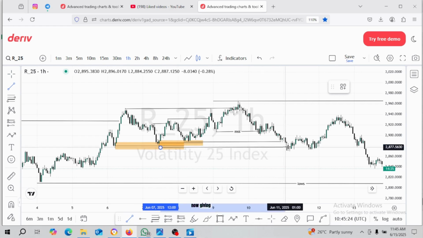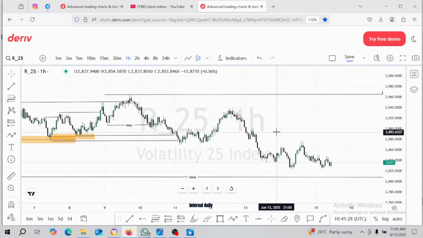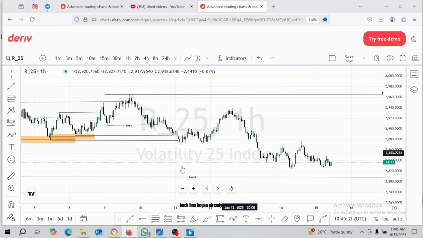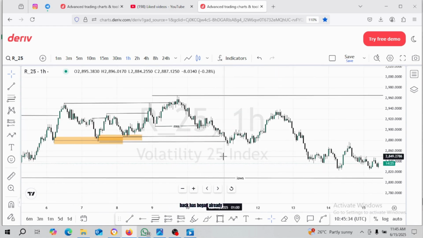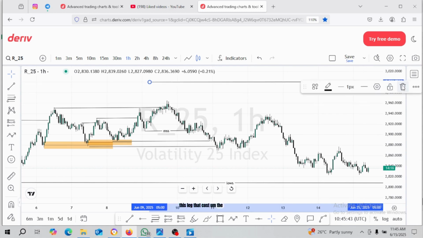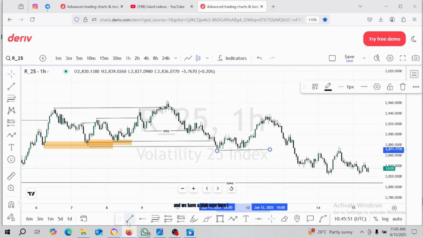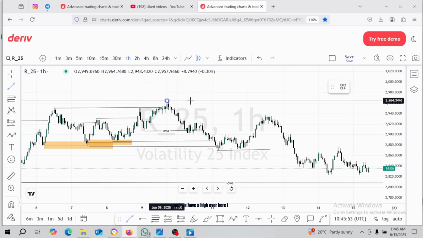Now, giving us that insight that the internal daily pullback has begun already. So we should be looking for sells and not buys. So now coming down to this leg that caused the change of character, which is this newly printed low, and we have a high over here.